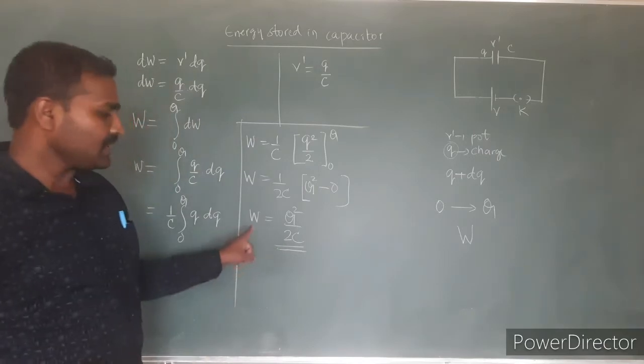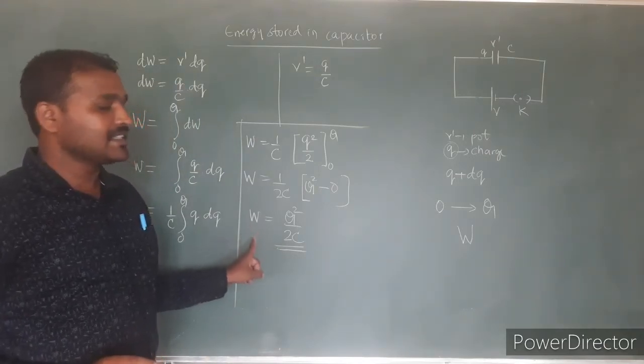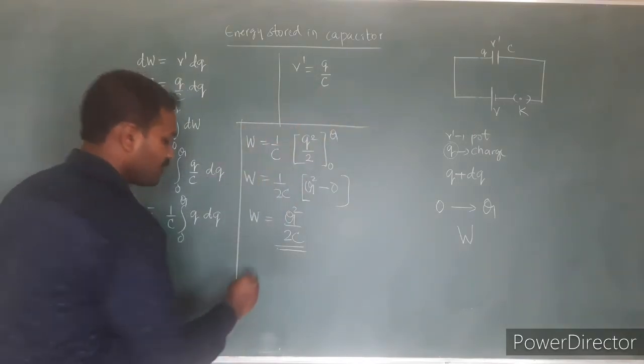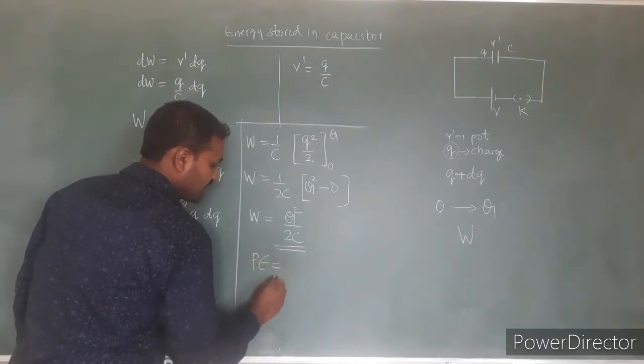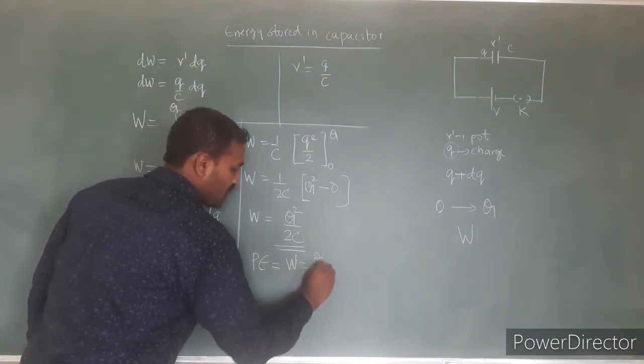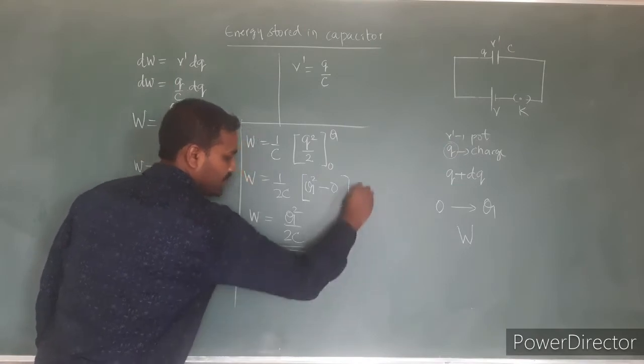This work done by the battery itself is stored in the capacitor as potential energy. So the potential energy is equal to W, that is equal to Q square divided by 2C.